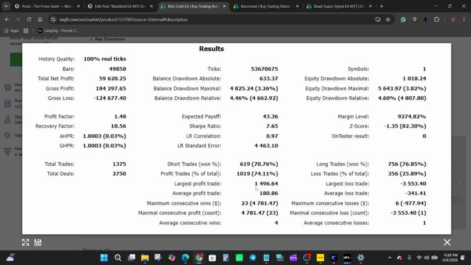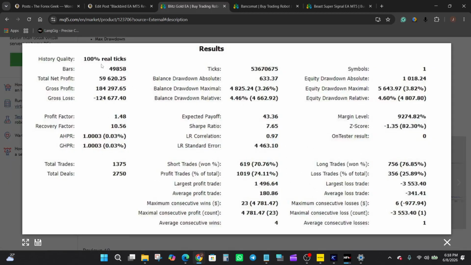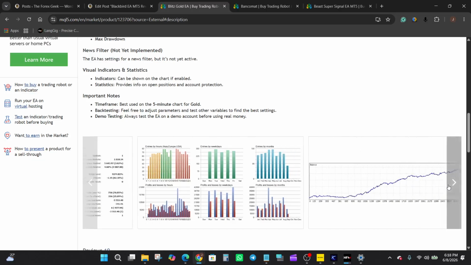And then the largest profit was 1,496.64. Largest loss 3,553.4. Average profit 180.86. Average loss 341.4. This tells me that the risk to reward ratio on average is bad, but the win rate is okay. So that's probably contributed significantly to the net profits. But I don't know why the balance was not specified. At least we should know the balance that yielded this total net profit.